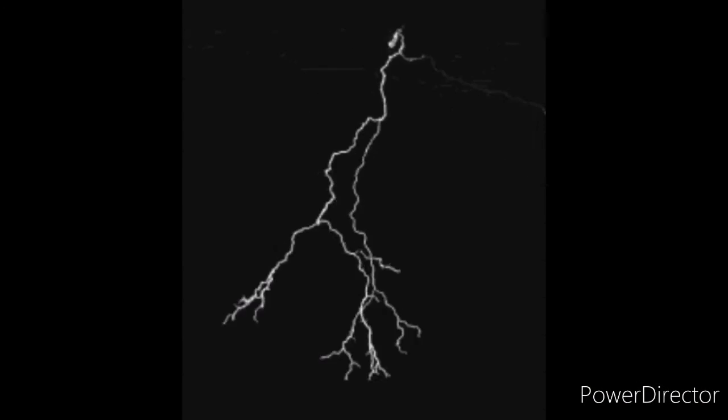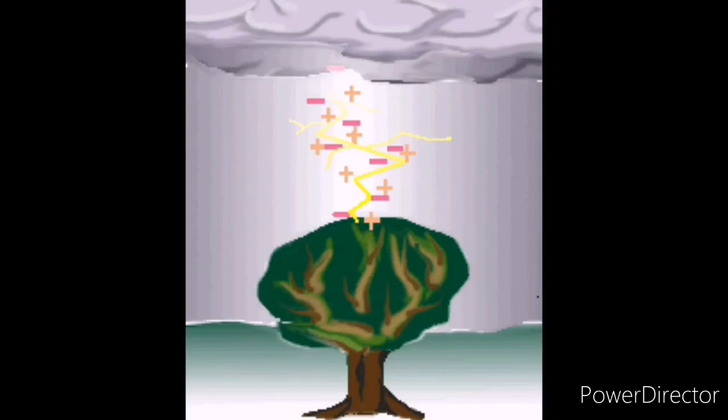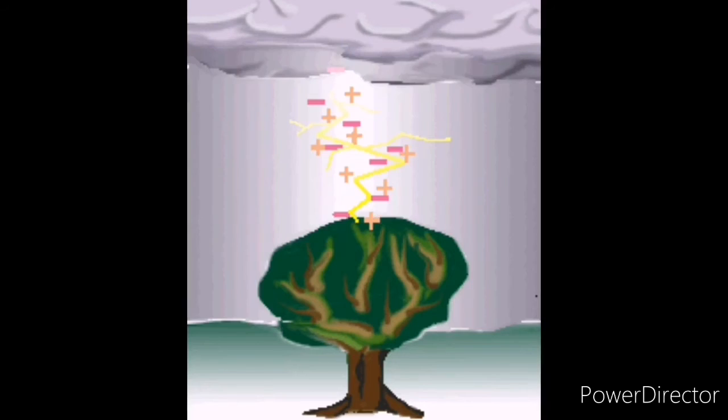Another danger is lightning, which is also caused by static electricity. A cloud becomes charged when water droplets collide and electrons get transferred. This means the cloud becomes negatively charged. This makes the positive charge on the ground come up. The cloud is attracted to the ground and discharges down as lightning.